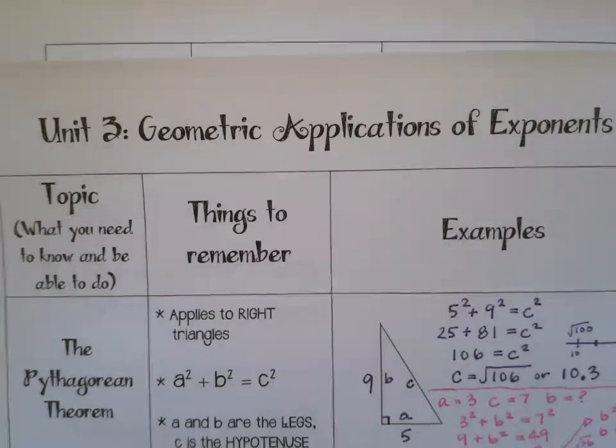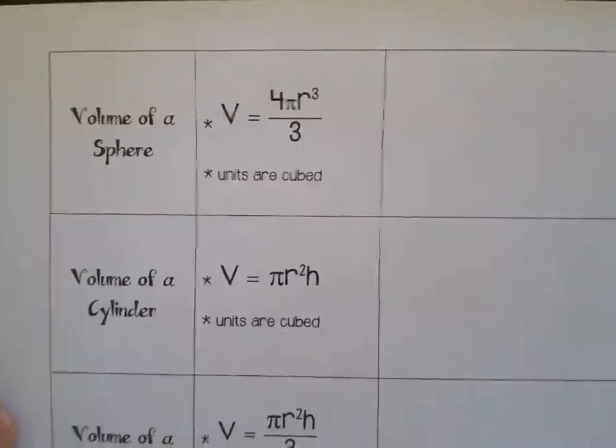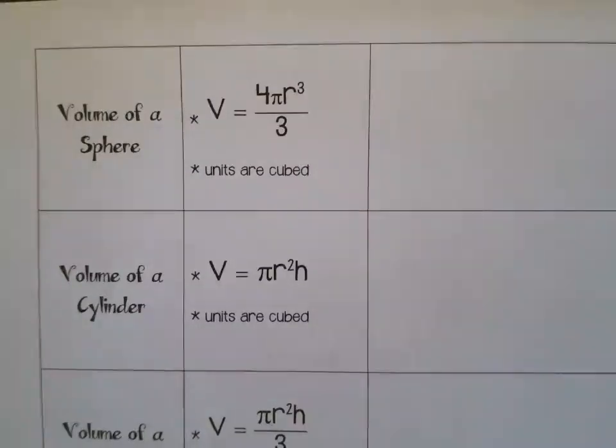All right, this is part 2 of your Unit 3 milestone review. During the first video, we covered the first page, which had to do with the Pythagorean theorem. Now we're going to look at the second page, which is all about volume.